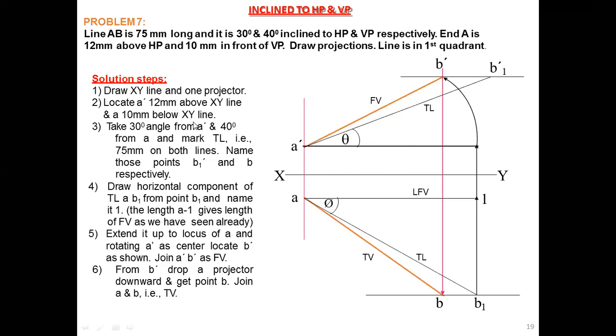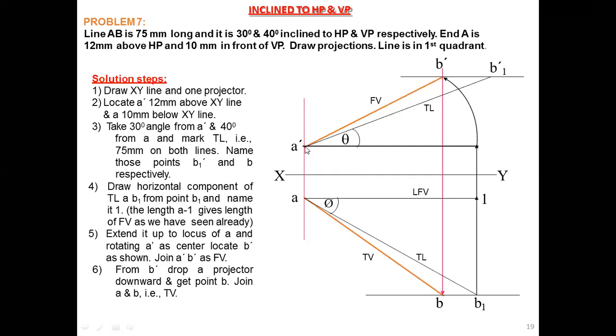How to start? First, draw the XY line, take 12 mm, draw the locus line. Then 10 mm, draw the locus line, then draw a vertical line, this red line. So you fix this A and A dash. And here you need to write somewhere, locus of A dash, here locus of A. Done. Then what is the next step?